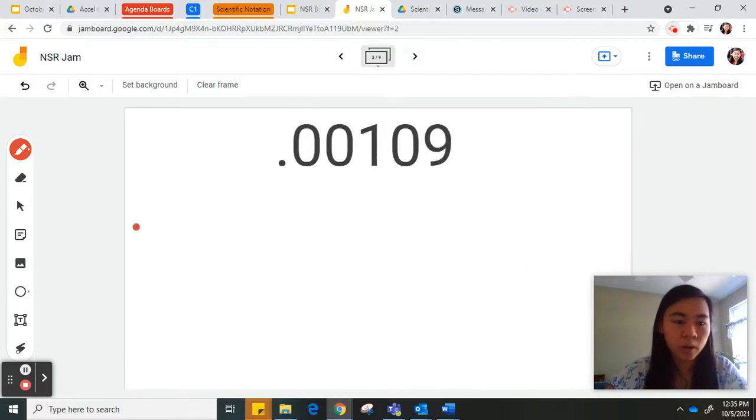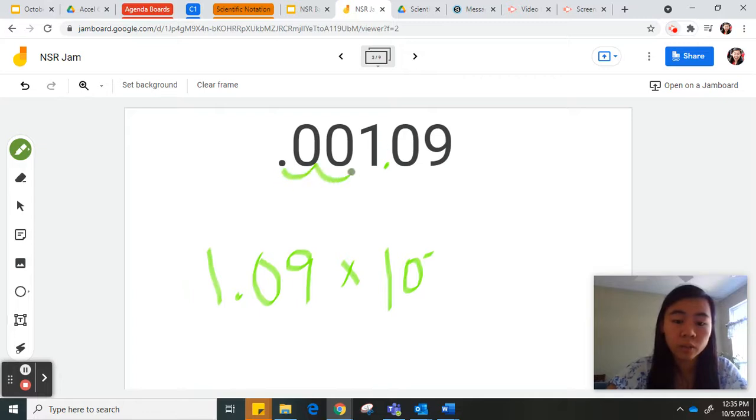Let's try one more. A number that is small. So we're going to have some negative exponent. We've got to move this decimal place over so it becomes a number between 1 and 10. So we're going to move it right here. 1.09 times 10 to the negative exponent, because it is a decimal, small number. We moved it 1, 2, 3 places. So it becomes 1.09 times 10 to the negative 3.